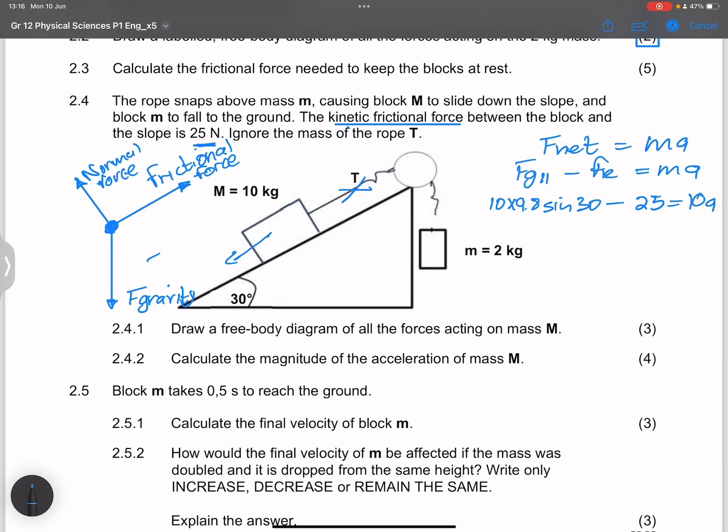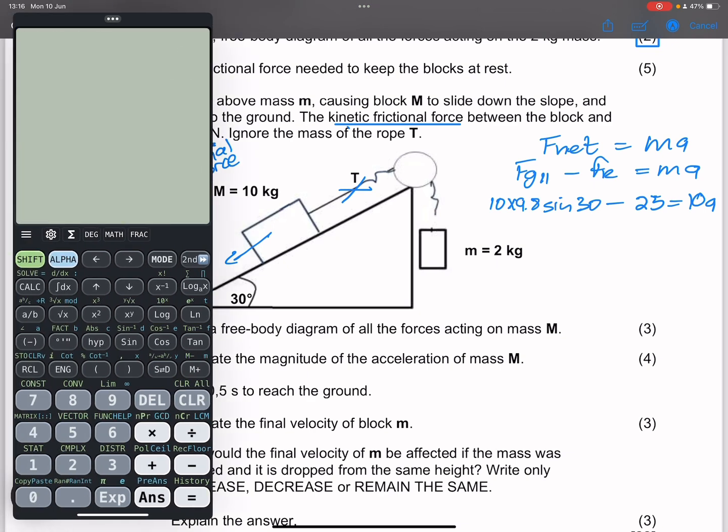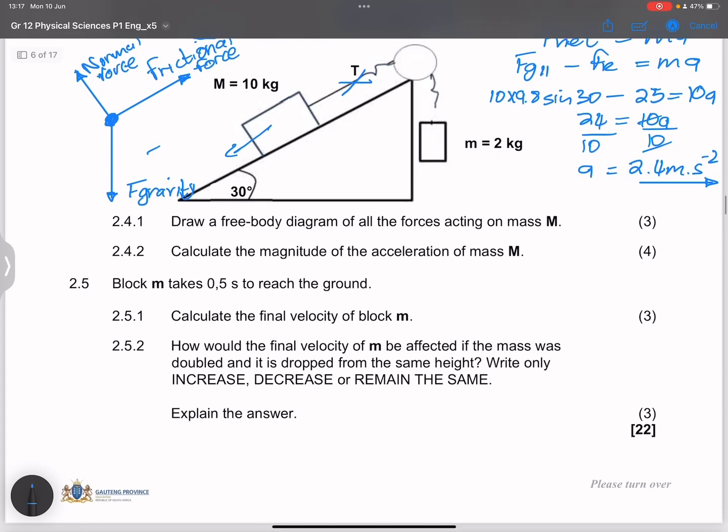So let's calculate that. So that's going to be 10 times 9.8, the sine of 30, minus 25. Okay, that gives us 24. So 24 is equal to 10A. We divide both sides by 10. And what we get there is an acceleration of 2.4 meters per second squared going down the slope. Okay, so that would be the magnitude of our acceleration.